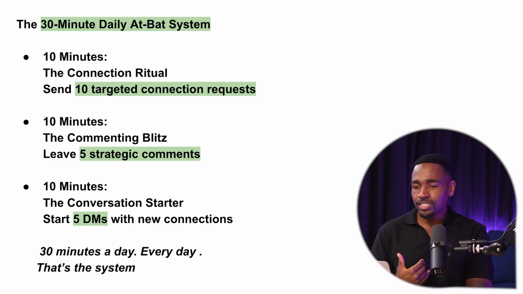So this is the exact system that we teach our clients, and it's simple. It will only take you 30 minutes a day. And most importantly, it works. And I like to call it, for the case of this video, the daily at-bat system. Now, for the first 10 minutes, what you're going to do is perform the connection ritual. So using a pre-built list in Sales Navigator, you're going to send 10 highly personalized connection requests to your ideal clients. And that's it. It's just 10 a day to start with.